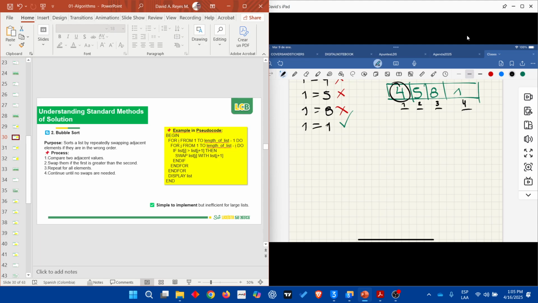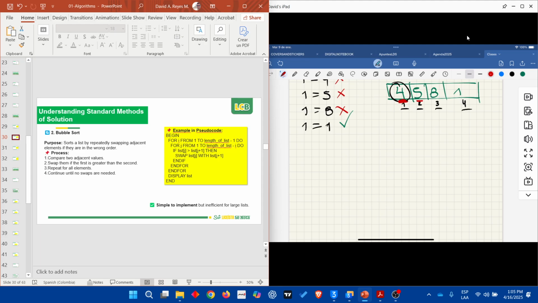In position number 1, we have the number 4. Okay, so the question is: is the number that is in this position greater than the number that is in this position? If the answer is yes, we are going to swap them. But in this case, the answer is not true.